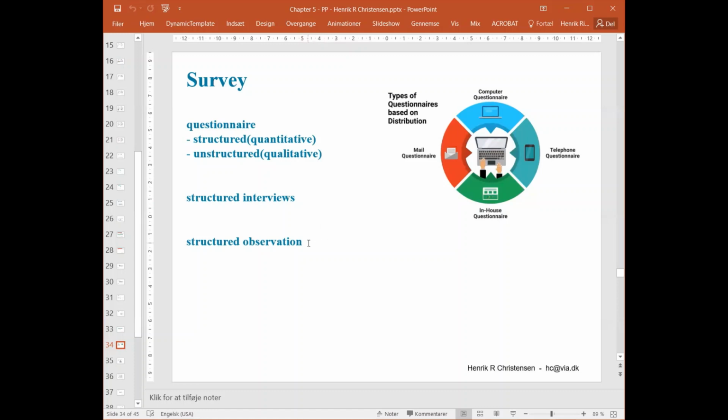You might simply imagine that you want to understand how people pick a specific product in a supermarket. And then you are simply standing in the supermarket, observing what people do. They might be going to a shelf where you have different kinds of products, and then you simply observe what they do. And you have a specific scheme where you are noting down what they are doing. So that would be structured observation, but it is part of what we call a survey.